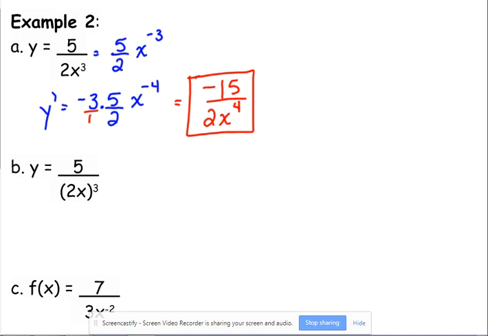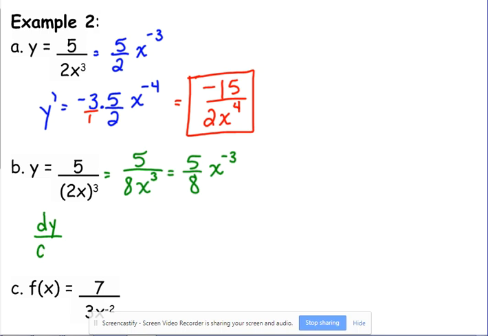Now, B, we got to be careful with this, okay? We really need to apply that exponent first before we do anything else. So we are going to apply that power of 3. So 2 cubed is 8, and x cubed is, of course, x cubed. And then we need to put it in a form where we can use our power rule.